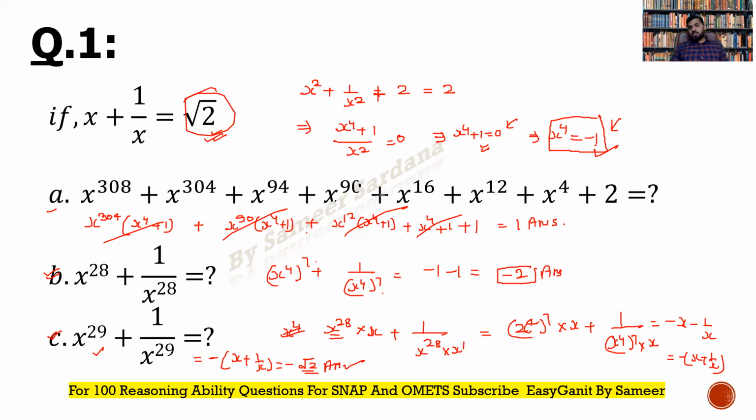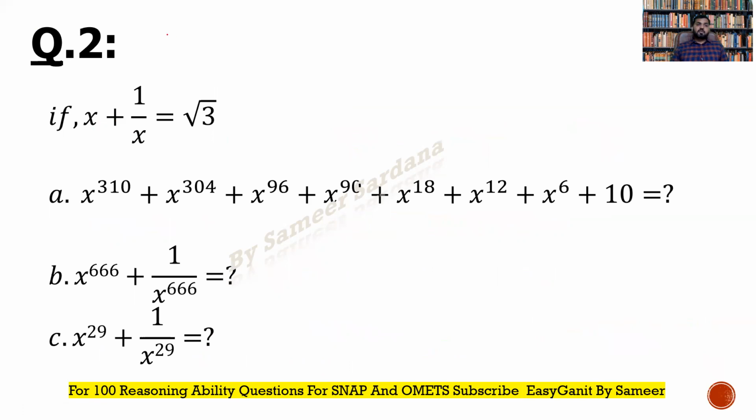So all these three questions are based on one result, that if x plus 1 upon x is root 2, then you should know that x power 4 is equal to minus 1. Then you can solve any of these types of questions. A must-do question for SNAP. Now, moving ahead to the next question, question number 2.